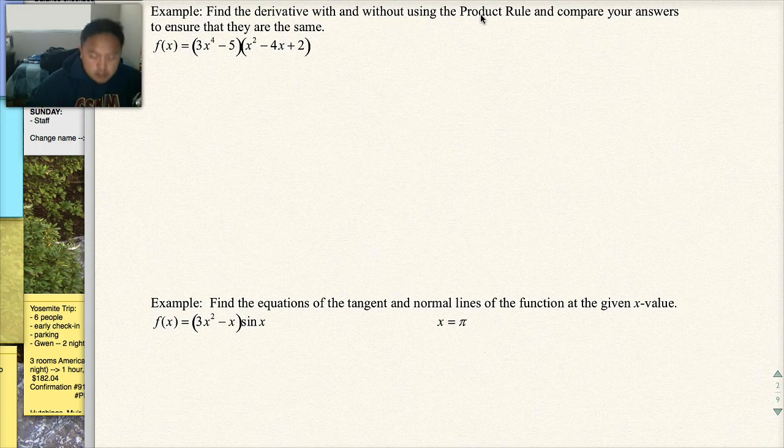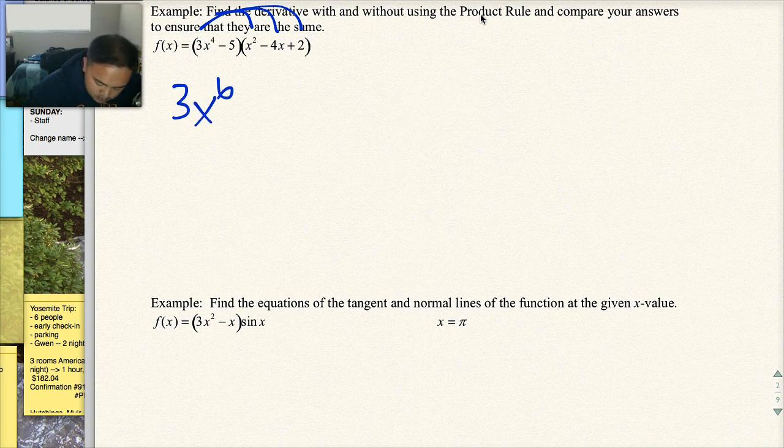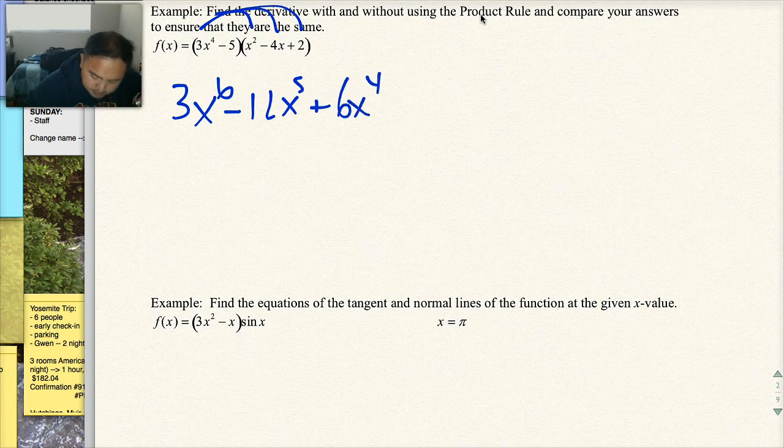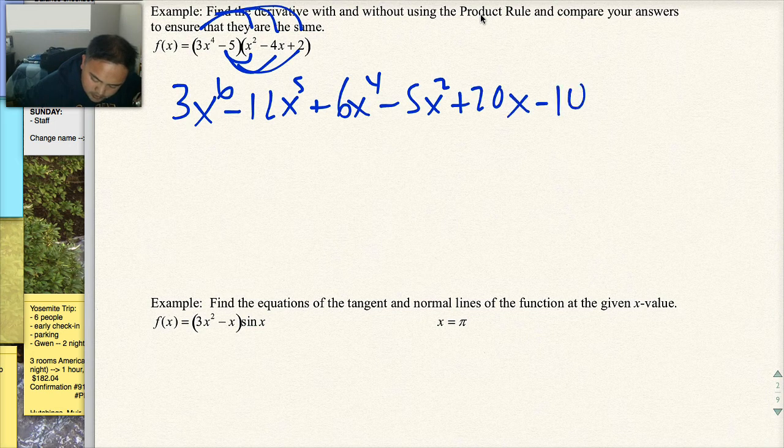Okay. So I'm going to multiply first the 3x to the fourth to all three terms in the second parentheses. So I get 3x to the sixth minus 12x to the fifth plus 6x to the fourth. Then I'll distribute this minus 5 to all three also. So I get minus 5x squared plus 20x minus 10.